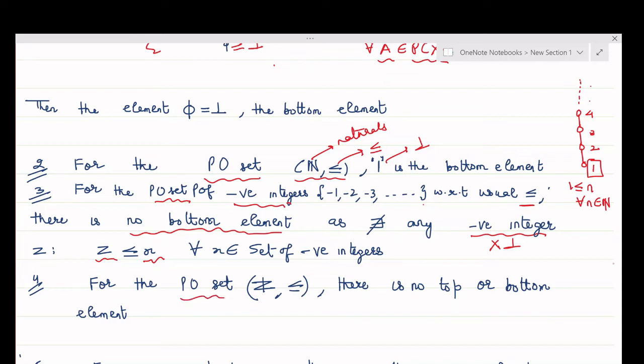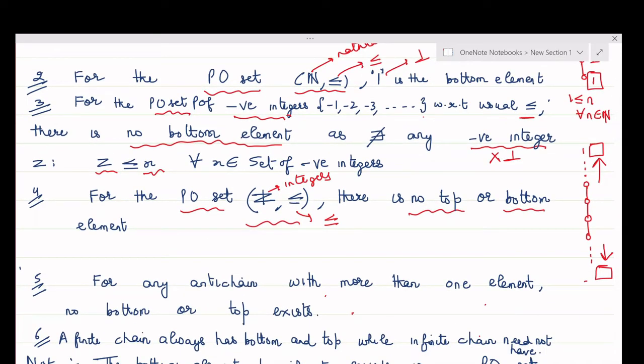Then again consider another PO set, which is the set of integers with respect to the usual less than or equal to relation. This is again an infinite PO set, but it fails to have a top element and it fails to have a bottom element. Again, this particular infinite PO set doesn't have a very well defined Hasse diagram. If we try to draw the Hasse diagram of (Z, ≤), this is how it would somehow look. There is no greatest integer and there is no least integer, which means that there is no integer which can act as a top element and no integer which can act as a bottom element. So this is an example of a PO set in which there is no top element and no bottom element.